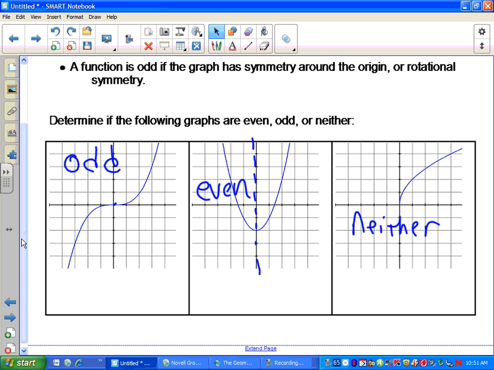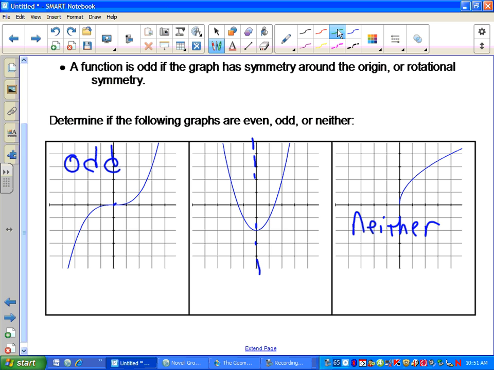Question. If I offset this parabola, even, odd, or neither? Now it's neither, right? If I fold it over the y-axis, it would not land on itself because folding it over would put it over here, correct? So that is not even. If I rotate around, it is not going to land on itself. So this is now neither in this situation.